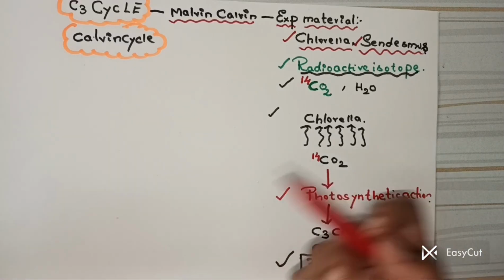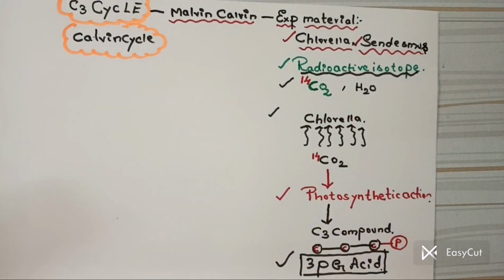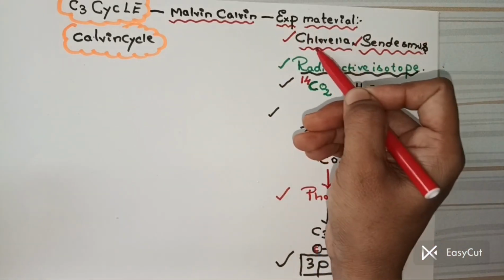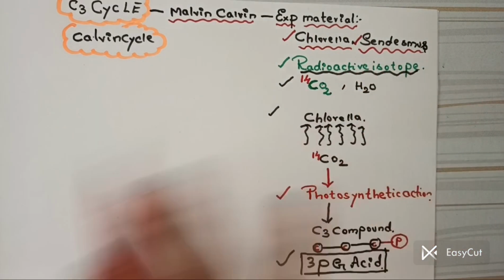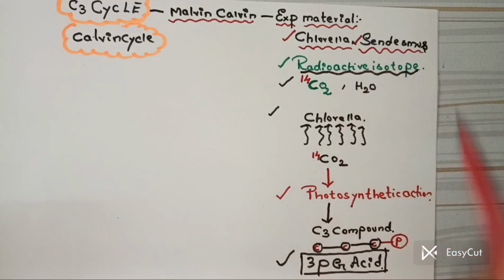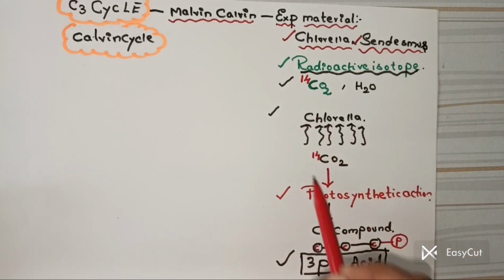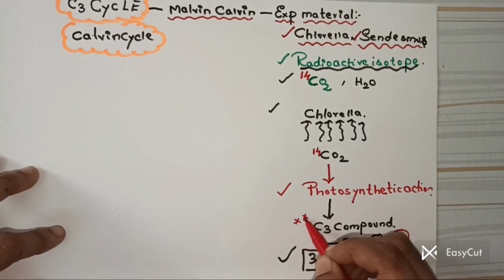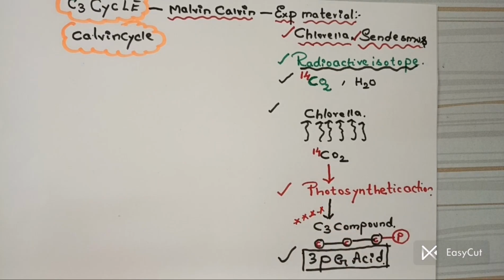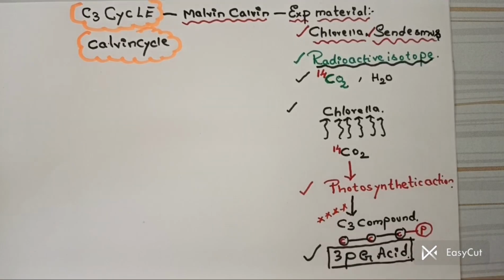The C3 cycle was first explained by Melvin Calvin, and his experimental materials are chlorella and scenedesmus. He has taken the radioactive isotope to label the carbon as C14. Chlorella is provided with radioactive carbon, and they performed photosynthetic action. The first intermediate compound formed during the C3 cycle is not a C4 compound, it is a C3 compound.